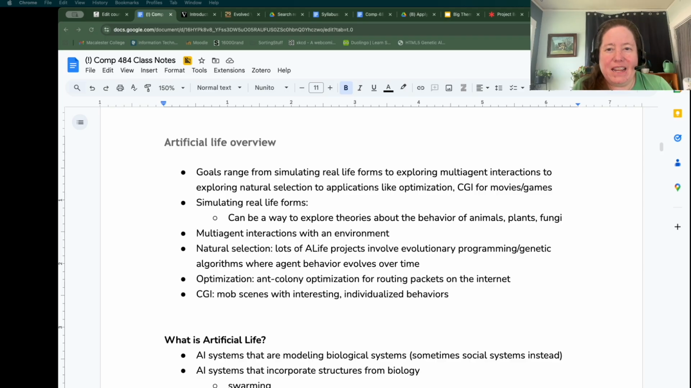Ant colony optimization is a whole field of itself that's kind of peeling off of artificial intelligence. It uses notions from beehives and ant colonies as an actual tool for optimization. So there are ant colony optimization algorithms that are used for routing packets on the internet. And CGI, if you want to have CGI elements, animals or people, characters, and you want them to behave in interesting ways and more realistic ways, then artificial life can be a way to get that effect.